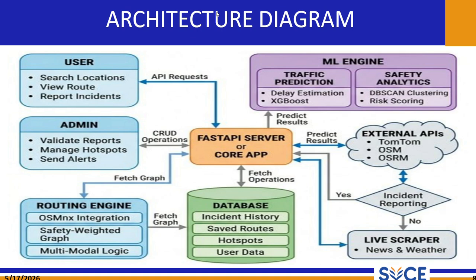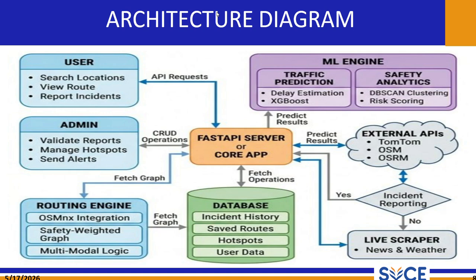And we have the database, which is a storage layer. All our data is stored in Firebase Firestore, organized into collections: incident history, saved routes, hotspots, and user data. Incident history has reports of potholes, waterlogging, and accidents. In saved routes, we have users' route history for ML training. In hotspots, we have accident-prone areas identified by DBSCAN, and in user data we have preferences and saved locations.